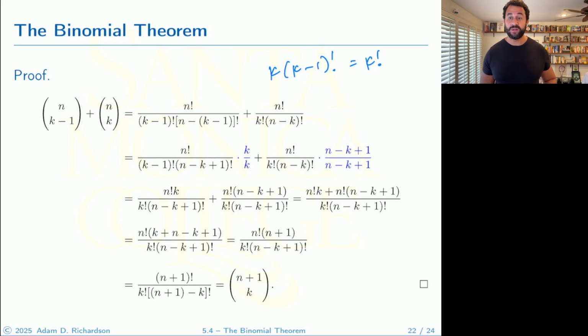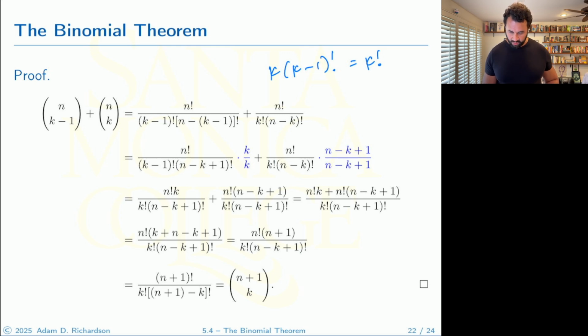Okay, now we're going to do another thing that we've seen a bunch of times already, which is we're going to factor out common factors. Wait, hold on one second. Let me be sure. Yep. Okay. That's right. All right, so we're going to factor out common factors.